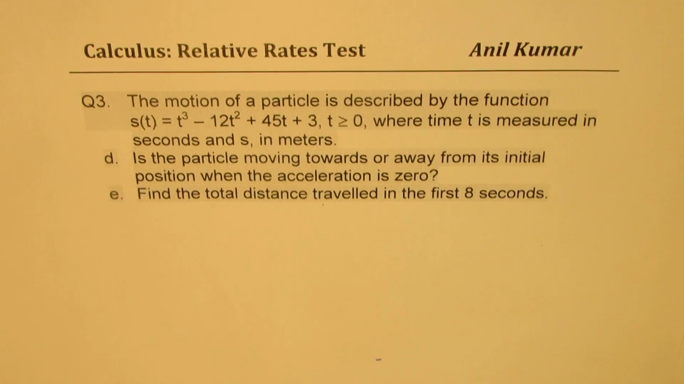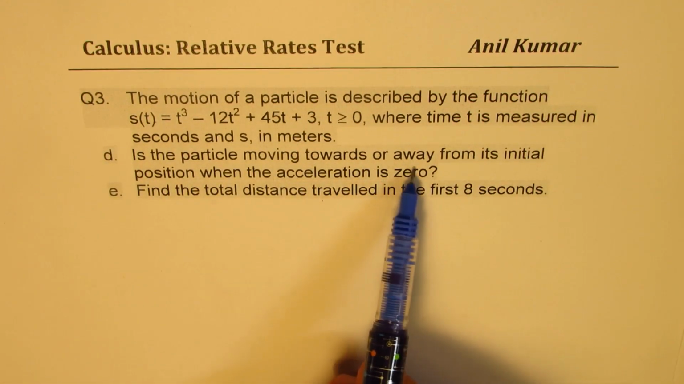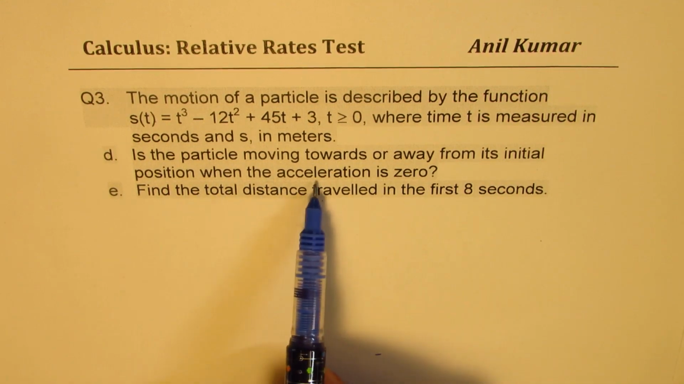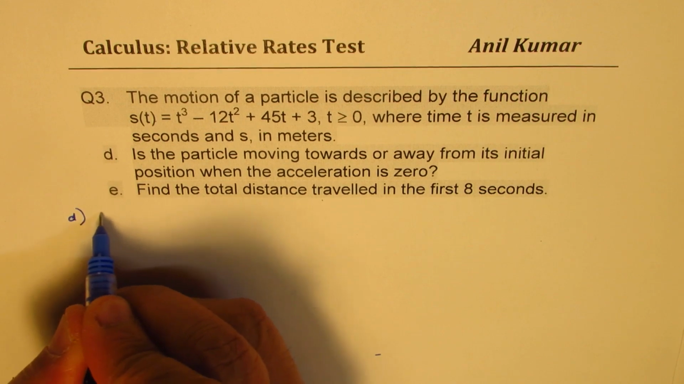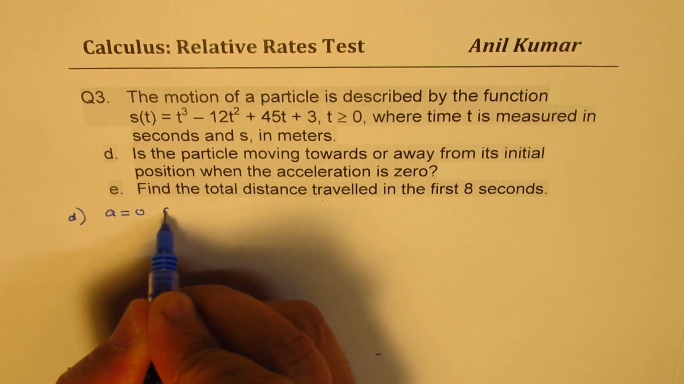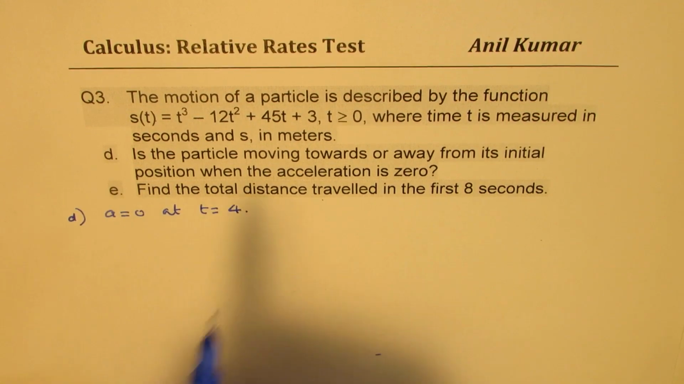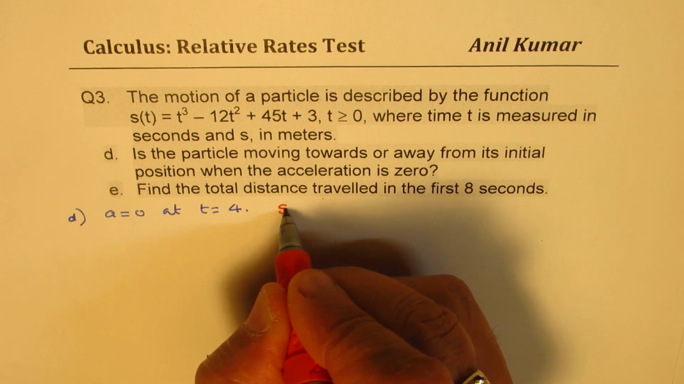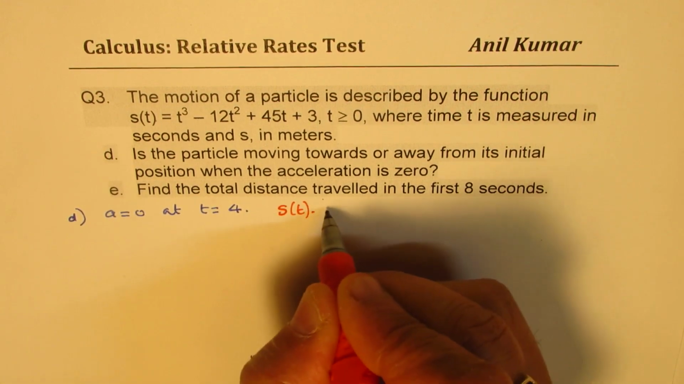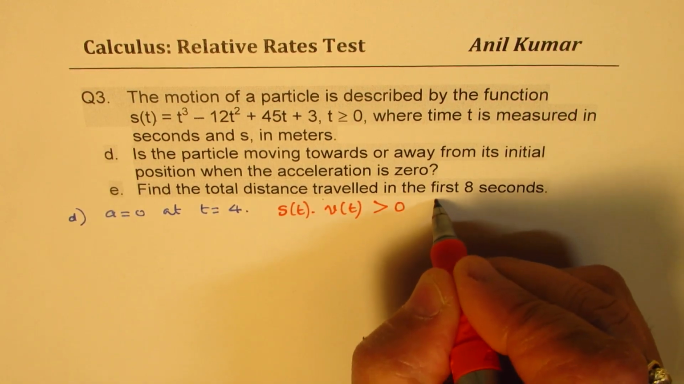Okay? So now let us consider part D. Is the particle moving towards or away from its initial position when the acceleration is 0? As far as part D is concerned, we found that acceleration equals 0 at t equals 4, correct? So for moving away and towards, the condition here is that the product of displacement and velocity, if it is greater than 0, then it is moving away, right?